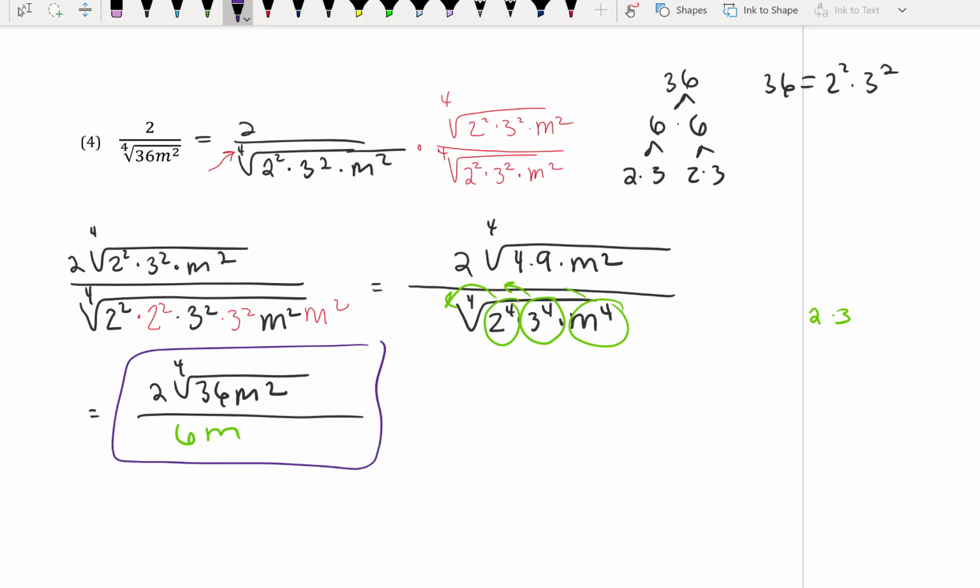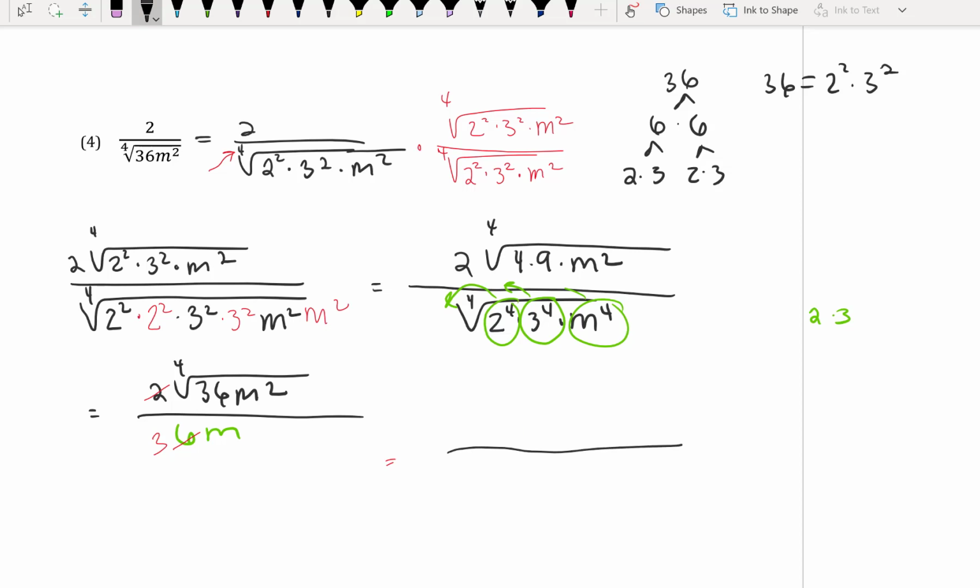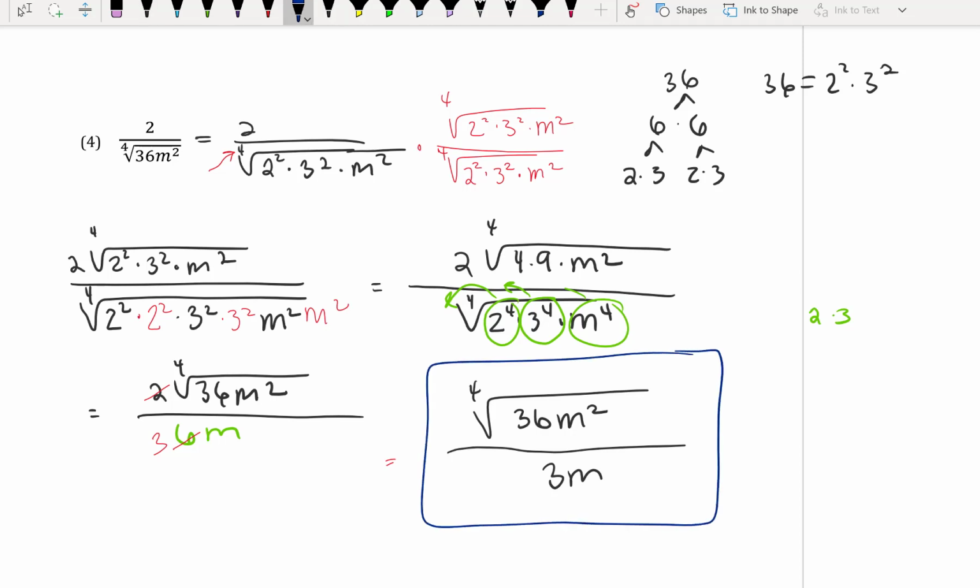And I went too fast. If there's anything that can reduce, always reduce if possible. Well, 2 goes into 6 3 times. So really, I'm going to have my final answer simplified as much as possible. So I have my fourth root of 36m squared, and on the bottom, 3m. And that will be my final answer.